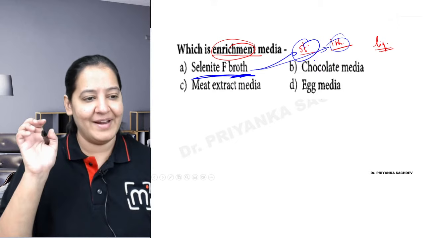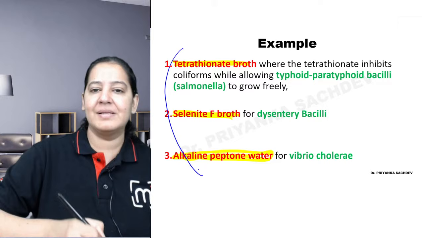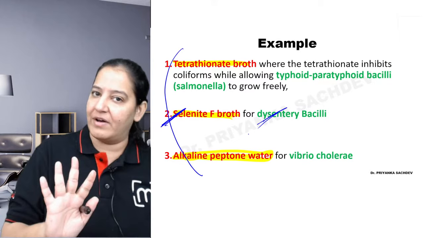You can see the three examples of enrichment media in front of you. Selenite broth is for dysentery bacteria, it is one of them. Then tetrathionate broth and alkaline peptone water. So the second question is in front of you.